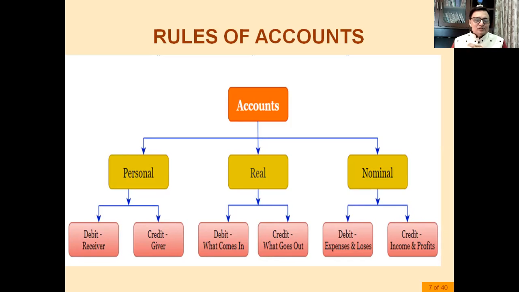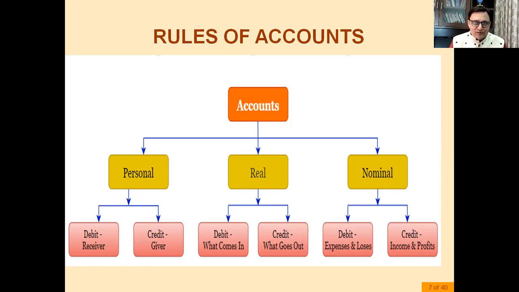The second category of accounts are real accounts. In real accounts, either the assets will come into your organization or the assets will go out of your organization. If you are receiving some assets, debit what comes in. If assets go out of your organization, then credit what goes out. So debit what comes in and credit what goes out are the rules for the real account. Then the third category are nominal accounts. As far as nominal accounts are concerned, we follow the rule: debit expenses and losses and credit all incomes and gains. Because nominal accounts concern expenses and losses and incomes and gains, we debit all expenses and losses and credit all incomes and gains.